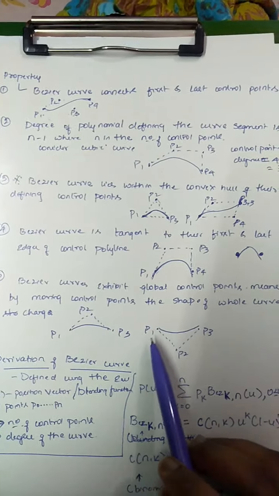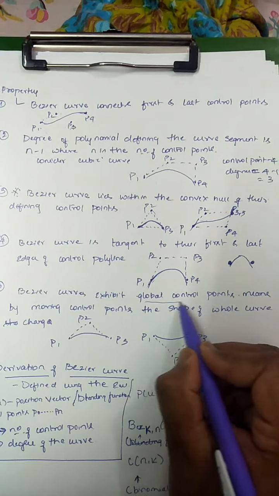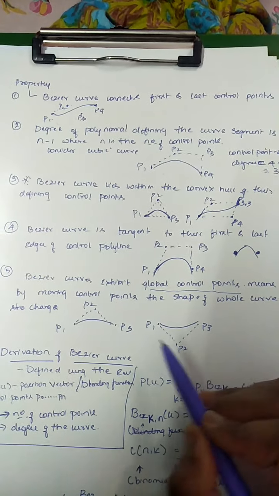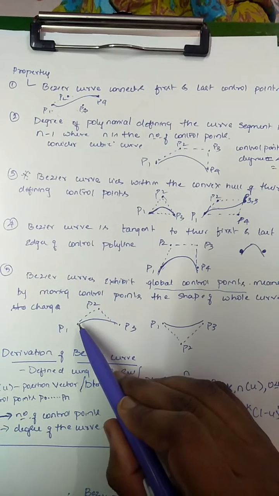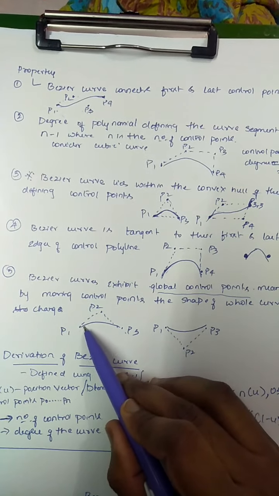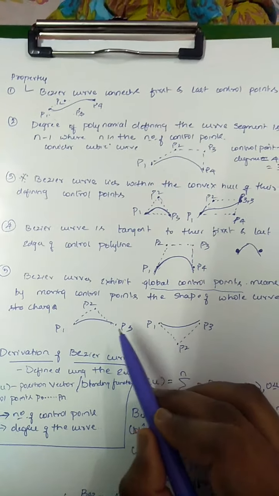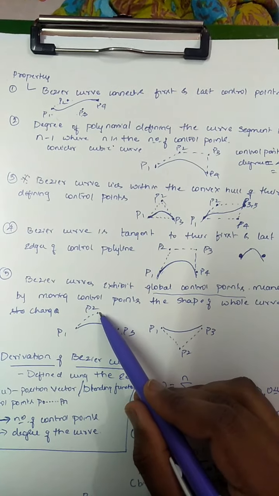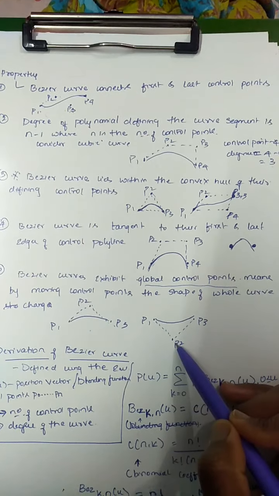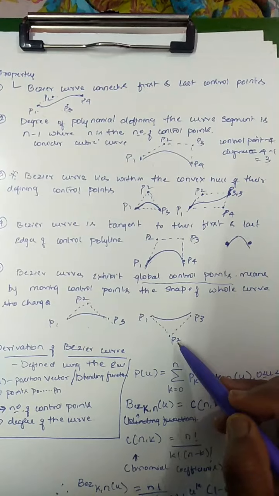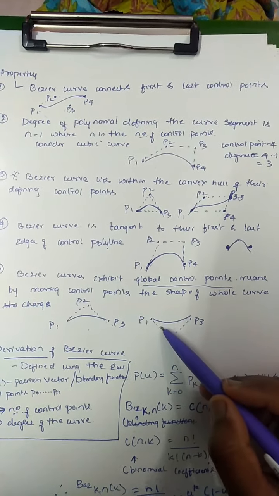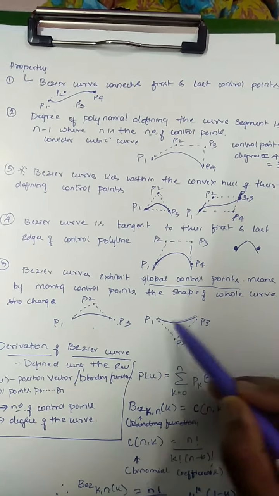And the Bezier curve exhibits global control. What does exhibiting global control mean? By moving a control point, the shape of the whole curve changes. Example, if I had drawn the P1, P2 and P3 control points in this fashion, I can draw a curve in this way. If I shift the control point down in this way, what is the coordinate that I may vary in this? Y coordinate. So in that case, yes, the curve looks like this shape.